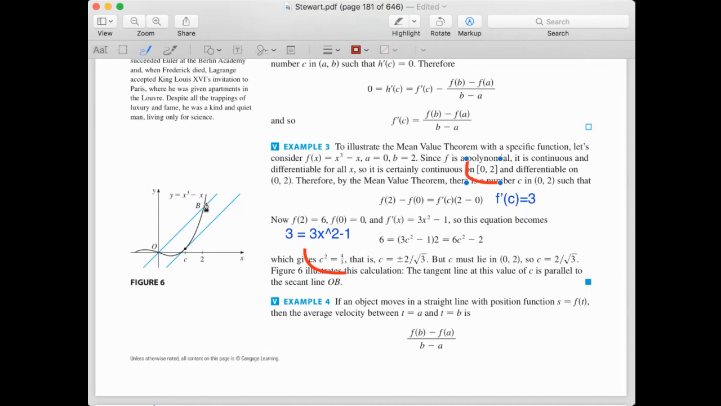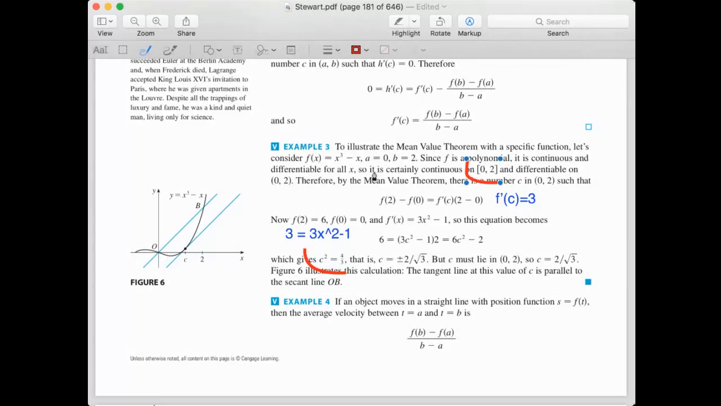So you will see from the graph, the graph of the function x cubed minus x goes this way. And a is 0, b is 2, right? So the line passing these 2 points is this. By the mean value theorem, there must be a value c where the slope of the tangent line is the same as the slope of this line passing these 2 points.